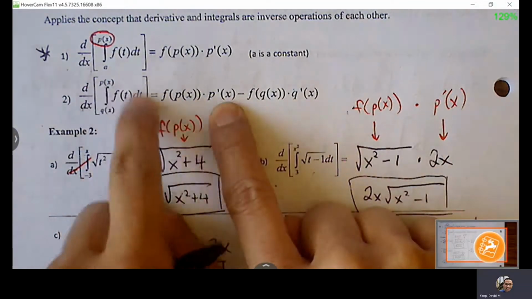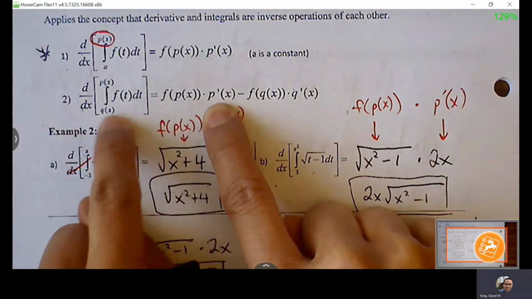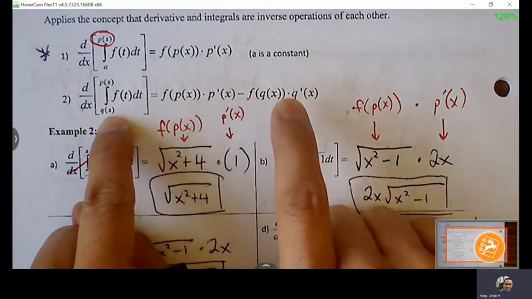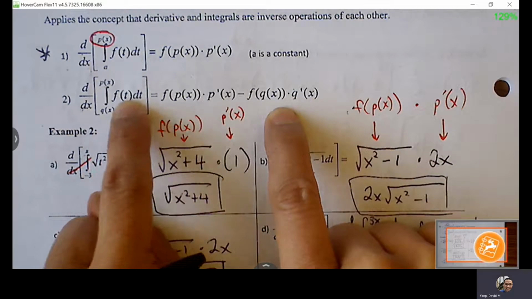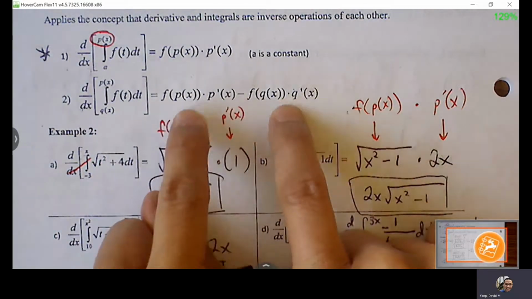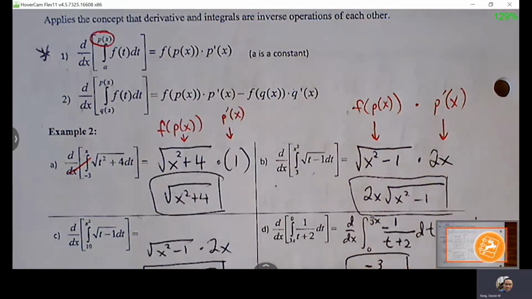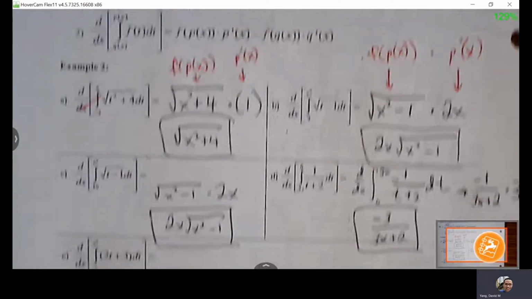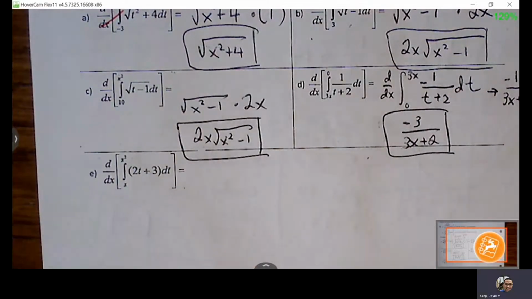The upper bound is going to do this thing like how we've seen before, but then we don't want to ignore the lower bound because lower bound is no longer a constant. So we do minus, and then we do the same thing with lower bound: f of q of x times q prime. So we basically repeat the process for both the upper and lower bound and just make sure there's a minus sign separating the two expressions. Okay? So try that. See if you can follow the rule and work that out for part E.